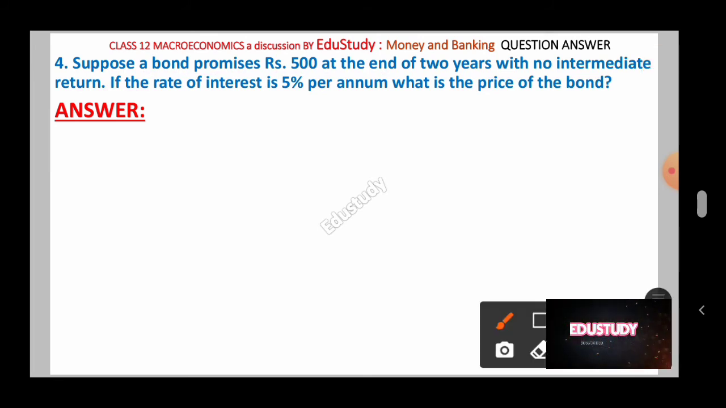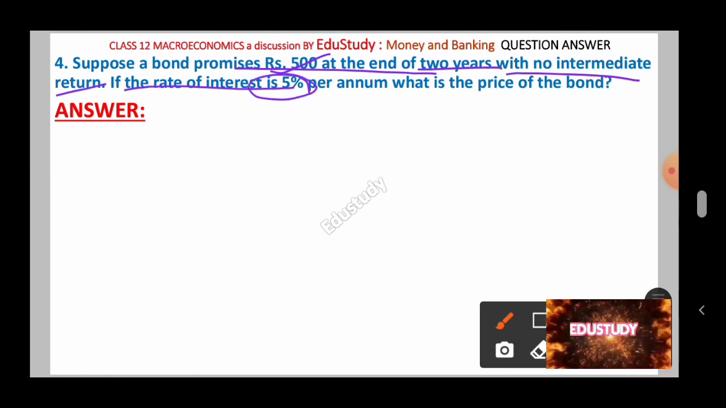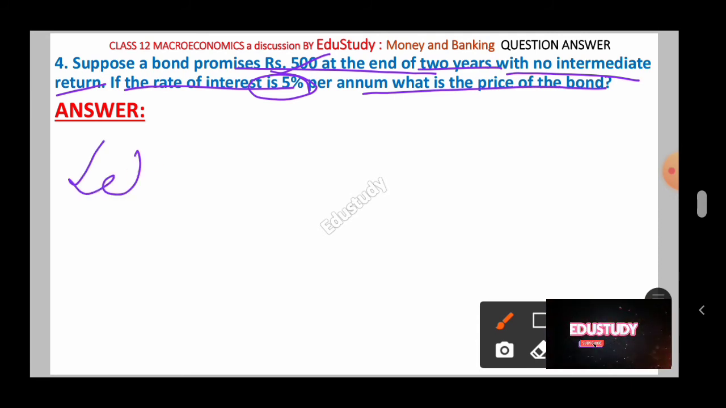So suppose a bond promises 500 at the end of 2 years. At the end of 2 years means this is the amount you will get in return from the bond, for 2 years, with no intermediate return. The interest rate is given here, and what is the price of the bond? So you have to write here: let the price of the bond be P.